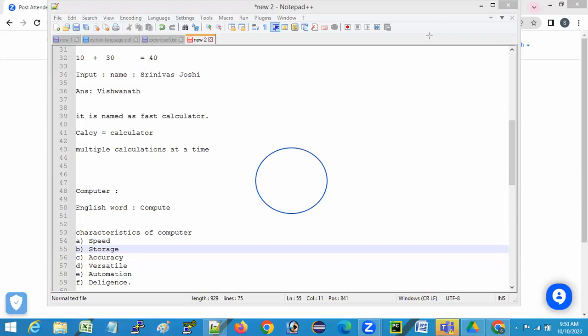Is it clear, guys? So this is nothing but the fifth characteristic called automation. The next part is diligence. What do you mean by diligence?